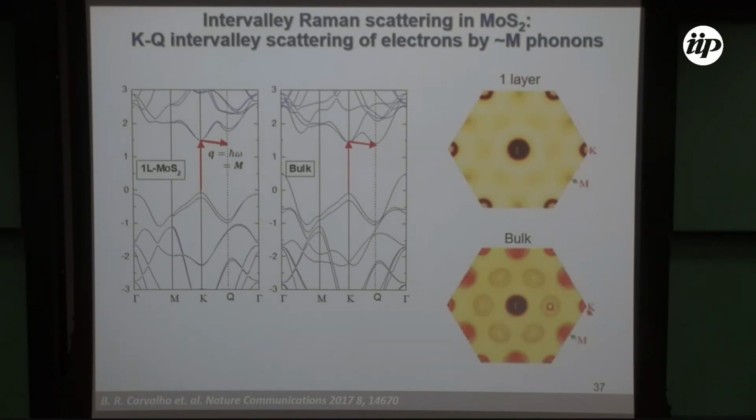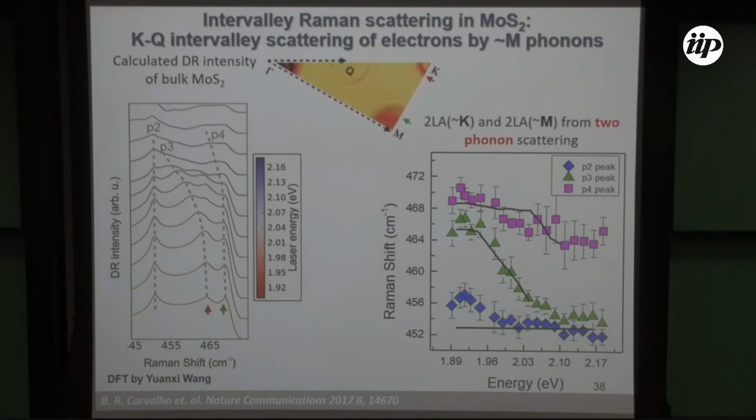We also performed the electron-phonon resonance calculation, and we see that now we have a strong contribution at the M point of the material. And this perfectly matches our experimental results. So we were able to explain the origin of this broad band around 450.